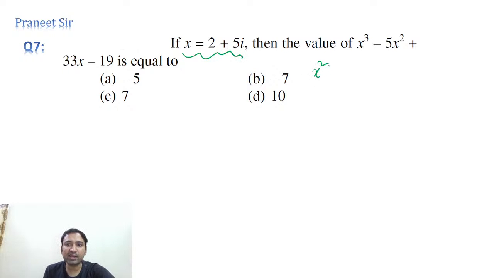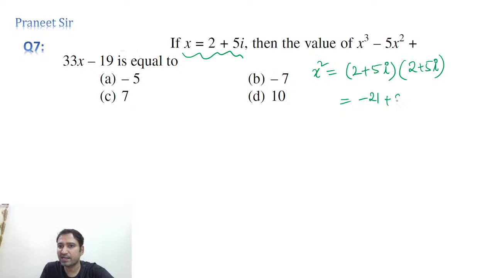So x square value I'll calculate. For x square also, I don't need to calculate everything. Okay, but for x cube I need to calculate. So let's calculate x square. If you calculate x square, how much do we get? 4 minus 25, which is minus 21, and then 20i. So this is x square.